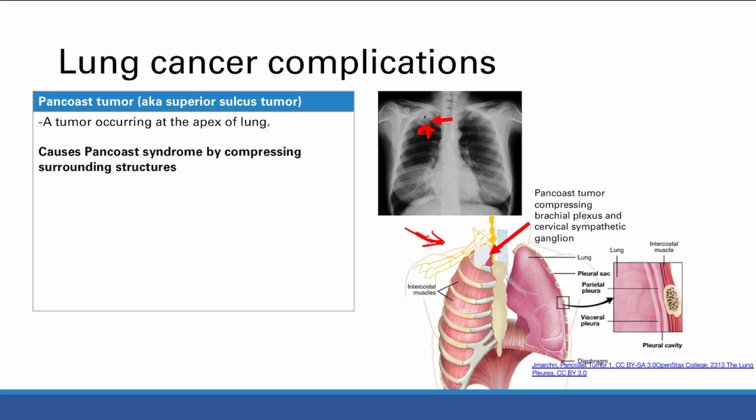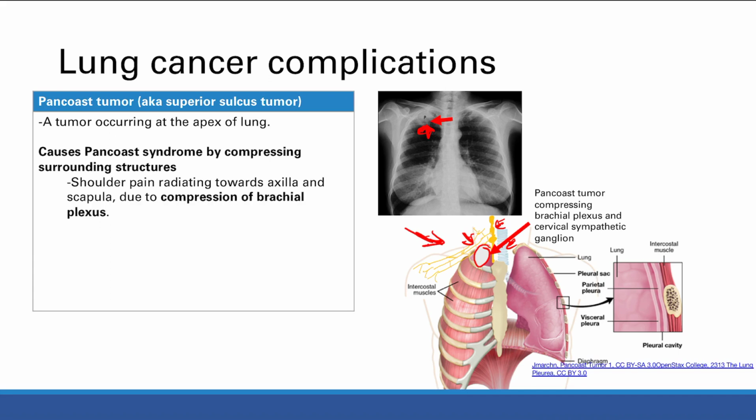So this is our tumor, this gray here. And you see surrounding structures. You have the brachial plexus, you have the cervical sympathetic ganglion, and you also have the spinal cord. These are all in the same area as this apical tumor of the lung. So if you have compression of this brachial plexus, you can get shoulder pain that radiates toward the axilla and the scapula.